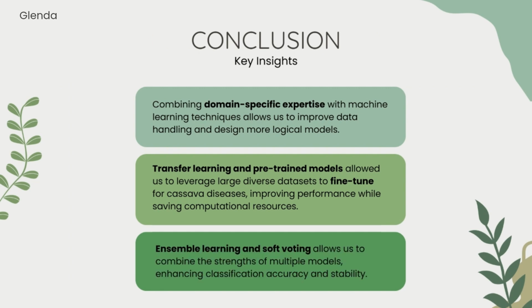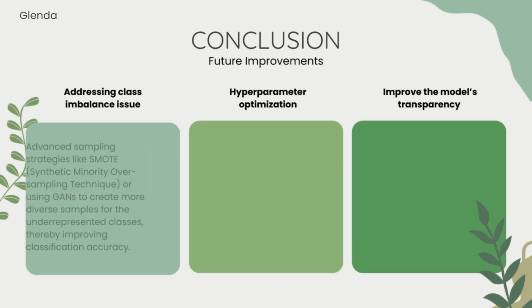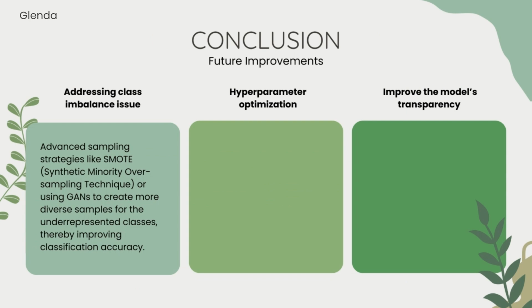Additionally, we have learned to appreciate the potential of ensemble learning. Leveraging the unique advantages of each of the three models, we were able to significantly increase the model's stability across different data sets. Moving forward, we can consider implementing advanced sampling strategies like SMOTE or GANs to create a more diverse pool of samples for the more underrepresented classes.